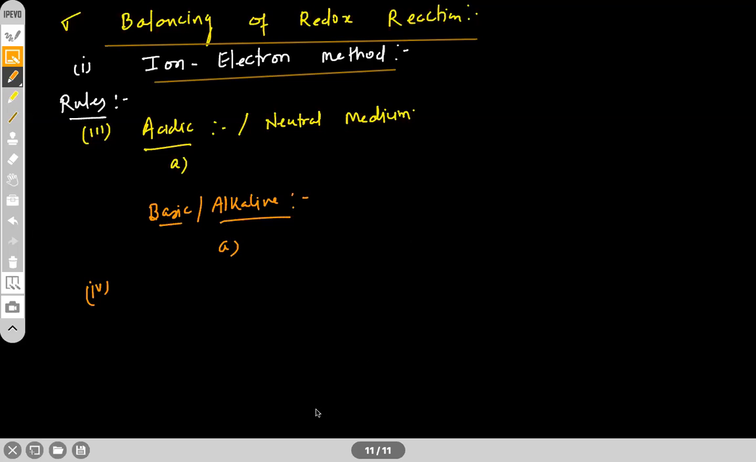Yes, third point for basic is, it's not the third point. Basic also we have the two points here. The basic medium I'll repeat. The balance the charge one is the fourth point, not the third one, it is the fourth point. Okay, fourth point is balance the charge by adding suitable number of electrons on one side.